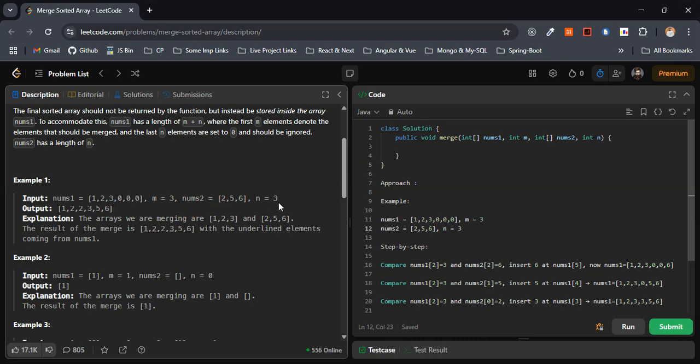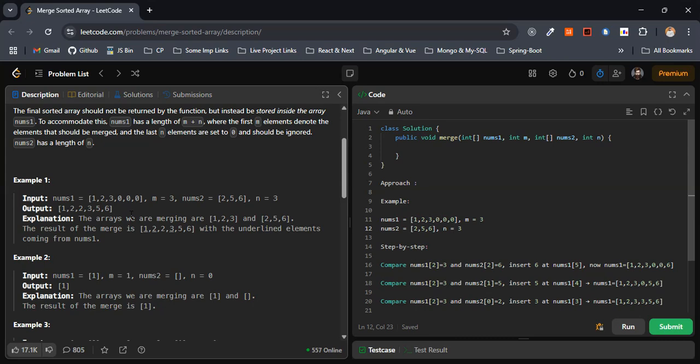Here exactly three elements are given and we have six spaces, three filled and the other three left. You can clearly see that here. So when we merge, we have to get 1, 2, 3, 2, 5, 6. All the elements can be merged within this particular space, or memory. That's what the statement means: nums1 has extra space to accommodate all the elements of the merging.